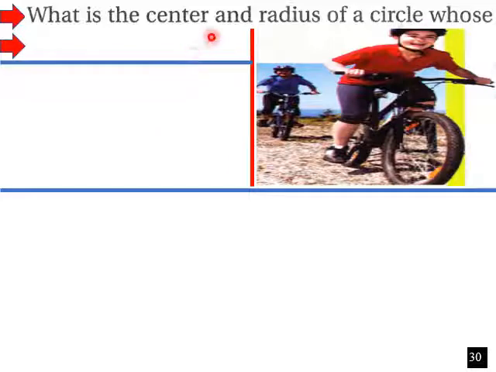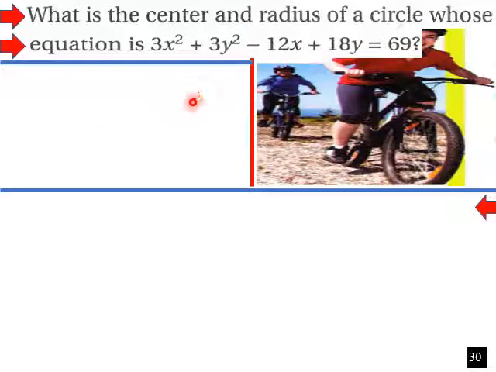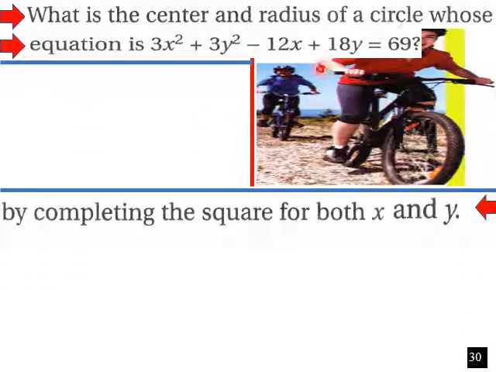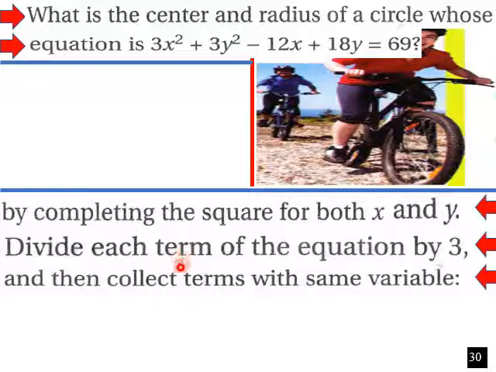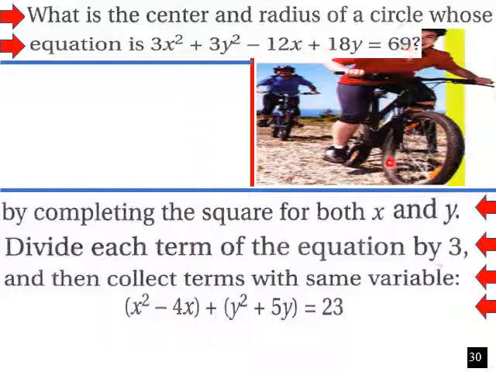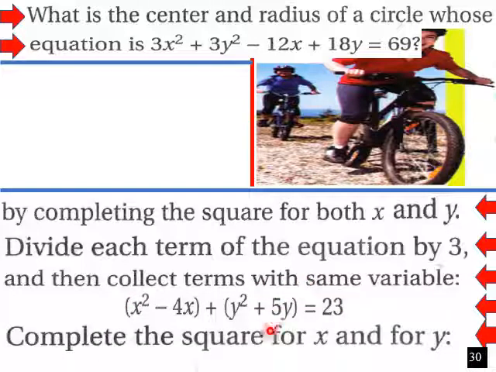Okay, so what is the center and radius of a circle whose equation is in this situation here? By completing the square for both x and y, we're going to divide each term of the equation by 3 and then collect terms of the same variable. So when we divide through everything by 3, we get x squared minus 4x plus y squared plus 5y equals 23. When you divide through by 3, you end up in this simplified form here.